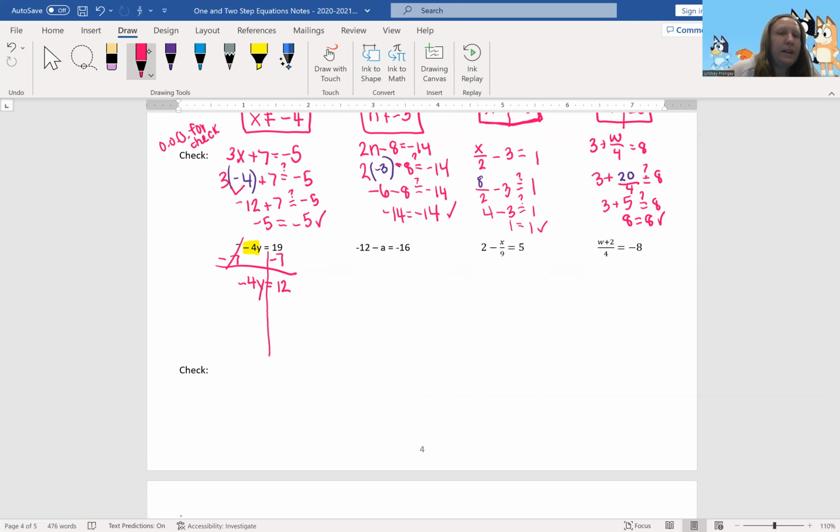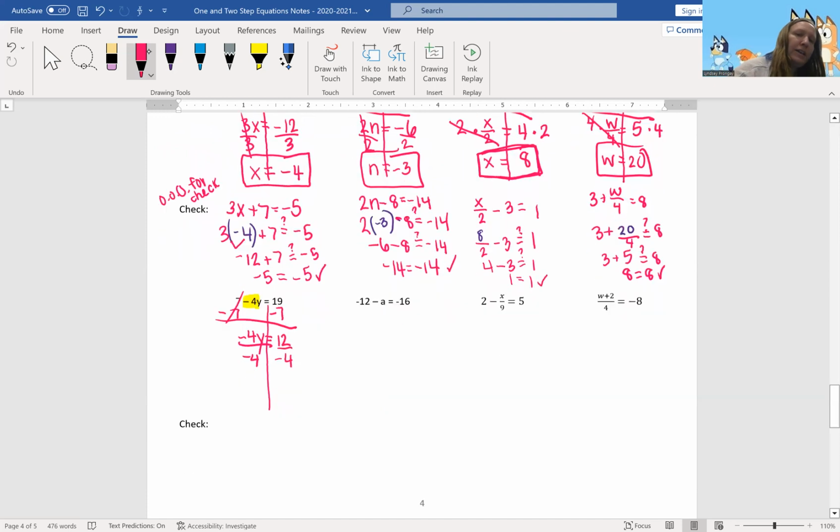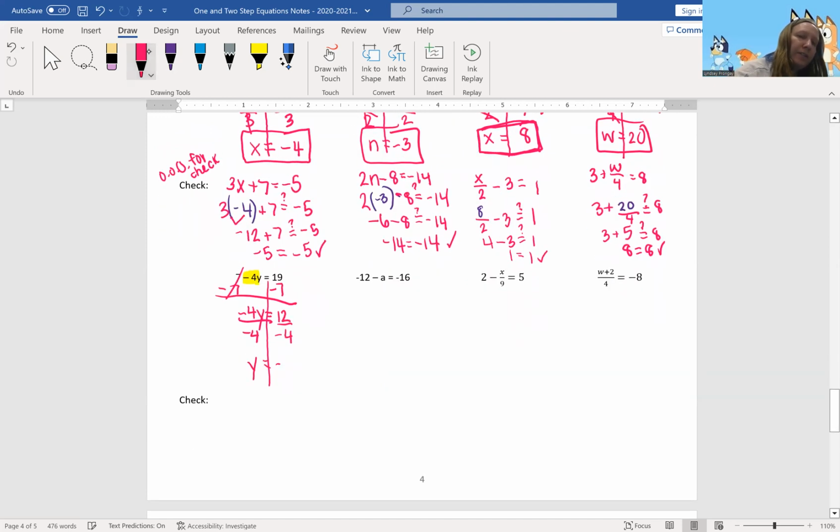And to get rid of that negative 4 that's being multiplied, we must divide by negative 4. Some of you guys are still making that mistake. Whatever number is with the variable, when it comes to that division step, you have to divide by that number. And we end up with y equals a negative 3. So rewrite my question. I think the answer is negative 3.